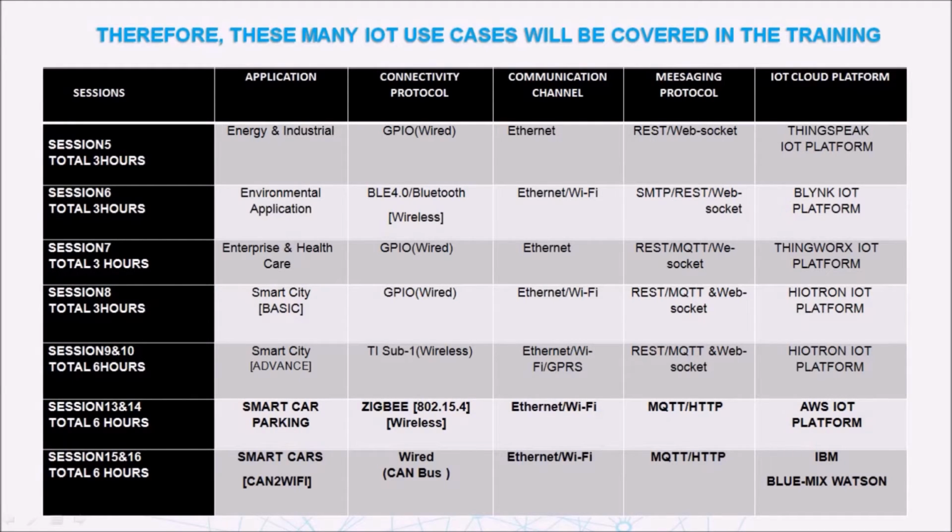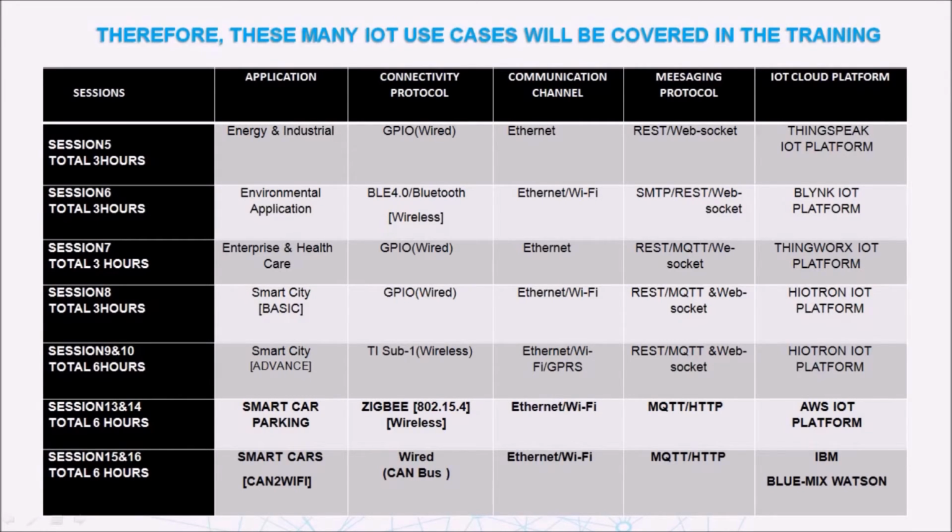Sessions 8, 9, and 10 will be exploring the Hitron IoT platform for smart city applications, but the only difference is the connectivity protocol. Session 8 will use GPIO, and sessions 9 and 10 will use the TI Sub-1 GHz wireless protocol. That is the basic difference. In sessions 13 and 14, we will be exploring the AWS IoT platform from Amazon for the smart home application, where we will be using ZigBee as the connectivity protocol, Ethernet or Wi-Fi as the communication channel, and MQTT or HTTP as the messaging protocol.